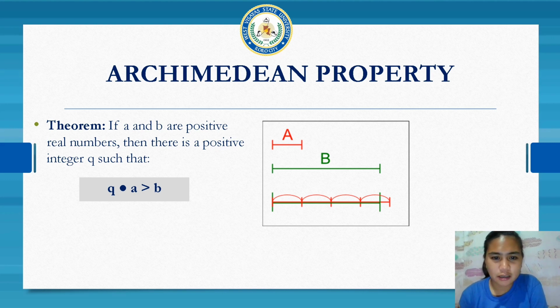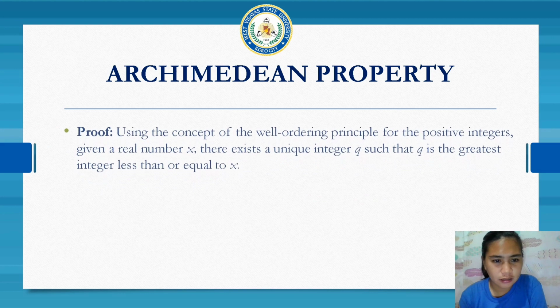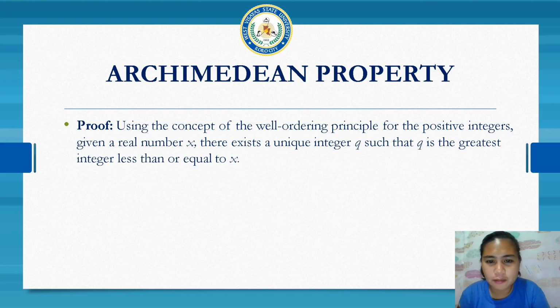Okay, so let's prove this property. Using the concept of the well-ordering principle for the positive integers, given a real number x, there exists a unique integer q such that q is the greatest integer less than or equal to x.